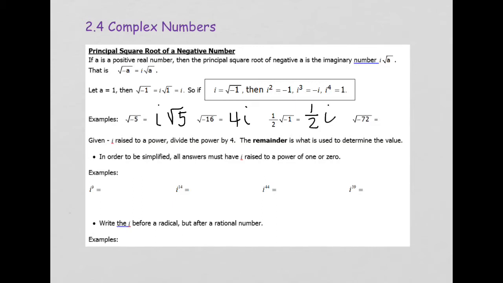Next is negative square root of negative 72. Well, we can take a perfect square out of that, and the perfect square is 36, so that's going to be 6. I can bring the i out, and that's going to leave me with the square root of 2.